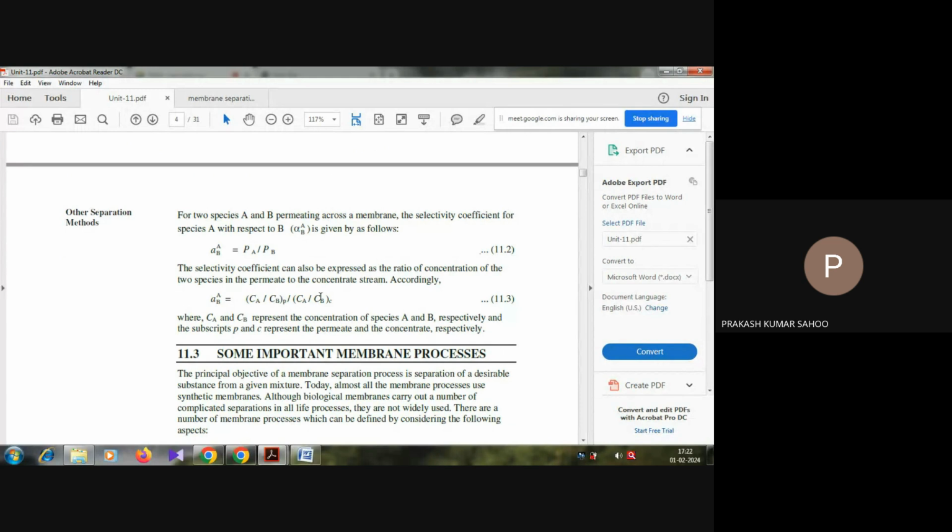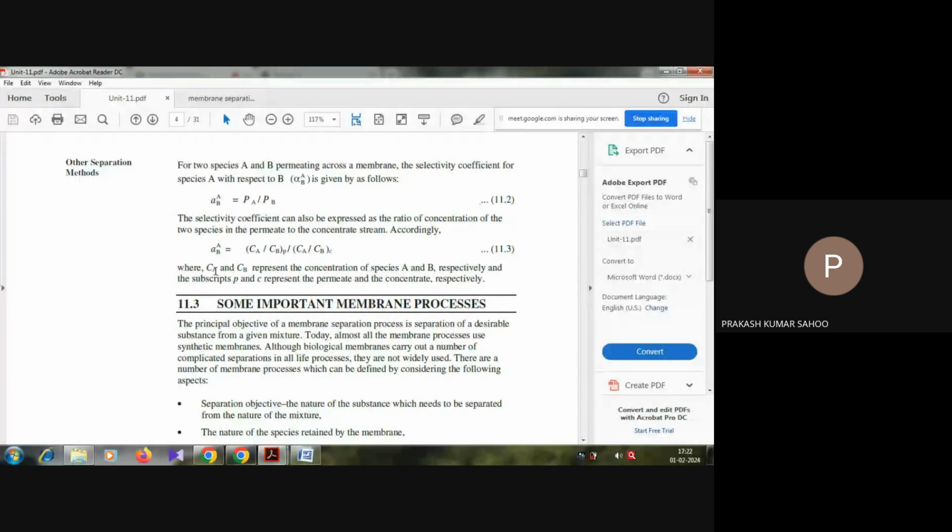This is in terms of pressure, hydrostatic pressure. If in terms of concentration, this will be the concentration of A and concentration of B at constant pressure, divided by the concentration of A and concentration of B at constant concentration. Here P stands for permeate and C stands for concentrate.